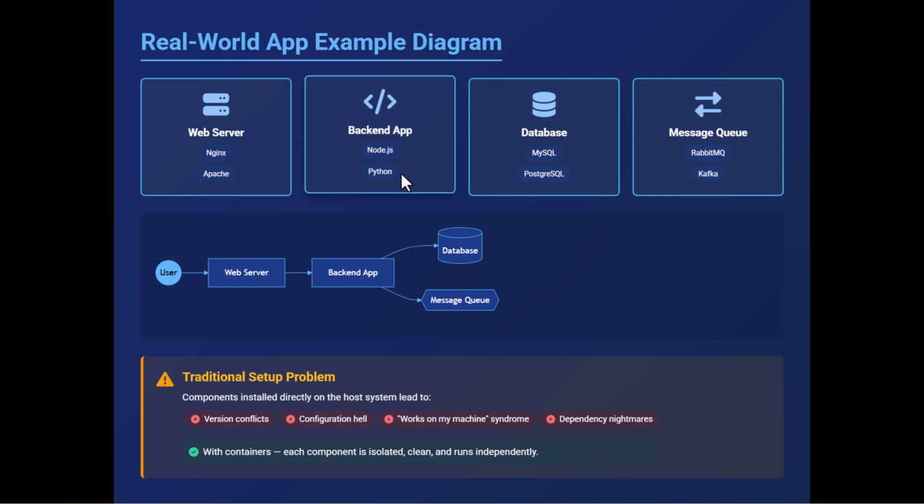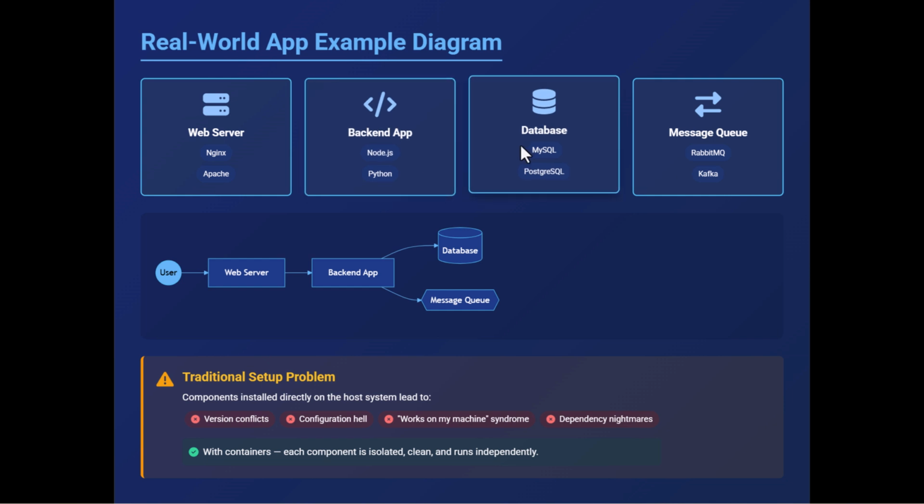Next is the backend app. This is usually written in something like Node.js or Python. This is the logic layer. It processes the request, interacts with the database, and prepares the data before sending it back. If a user wants to view their profile, the backend will fetch their info from the database and send it through the web server to their browser. Next is the database, which stores the actual data: user profiles, transactions, product listings, and so on. Common relational databases here are MySQL and PostgreSQL. These systems allow you to perform powerful queries efficiently.